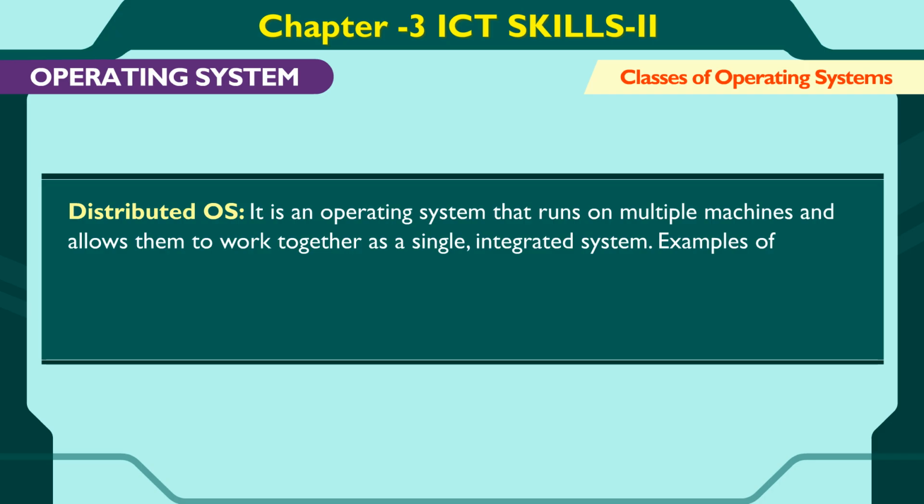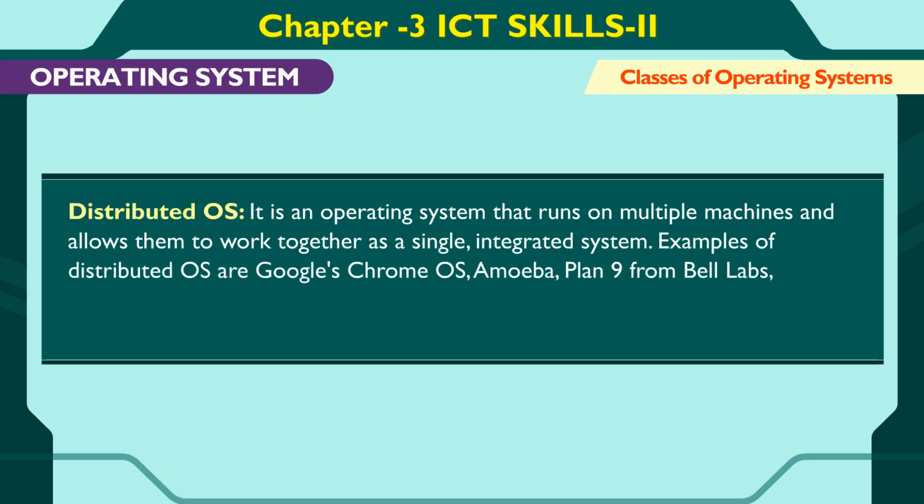Distributed OS. It is an operating system that runs on multiple machines and allows them to work together as a single, integrated system. Examples of distributed OS are Google's Chrome OS, Amoeba, Plan 9 from Bell Labs, distributed versions of Unix, for example AIX, Solaris, etc.